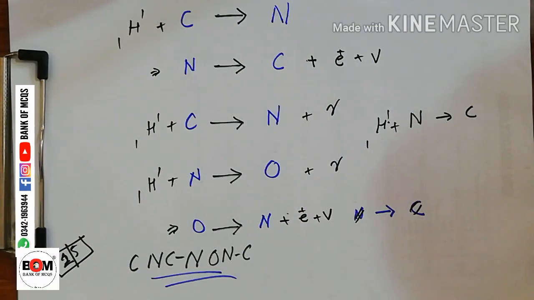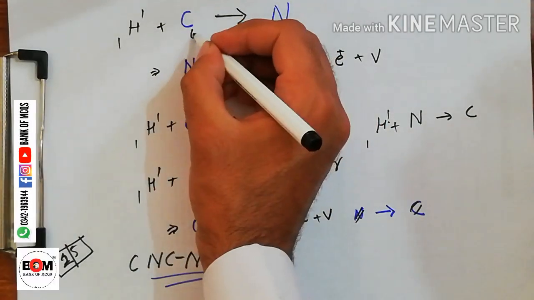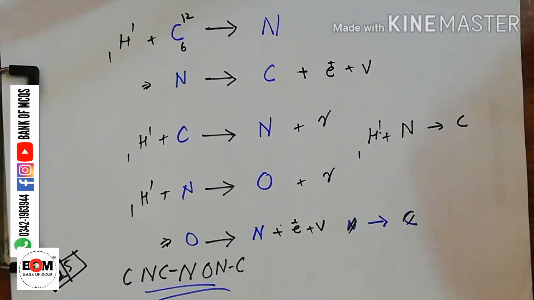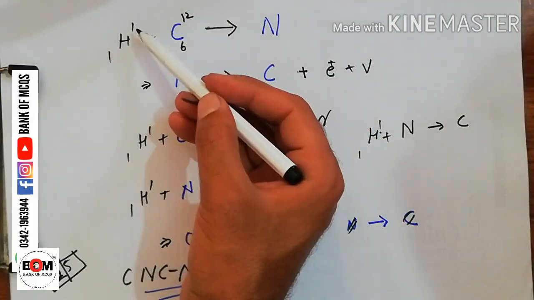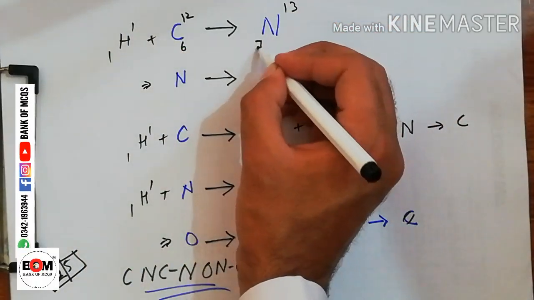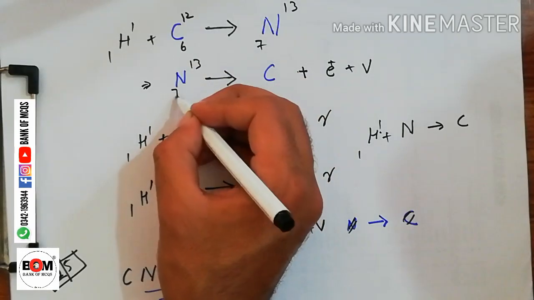Now coming to the number. So the product is C612. So this is the first point to remember. Now the rest is just a piece of cake, like 12 plus 1, 13. So the number will be 13. 6 plus 1 is equal to 7. So this 13, 7 further reacts.